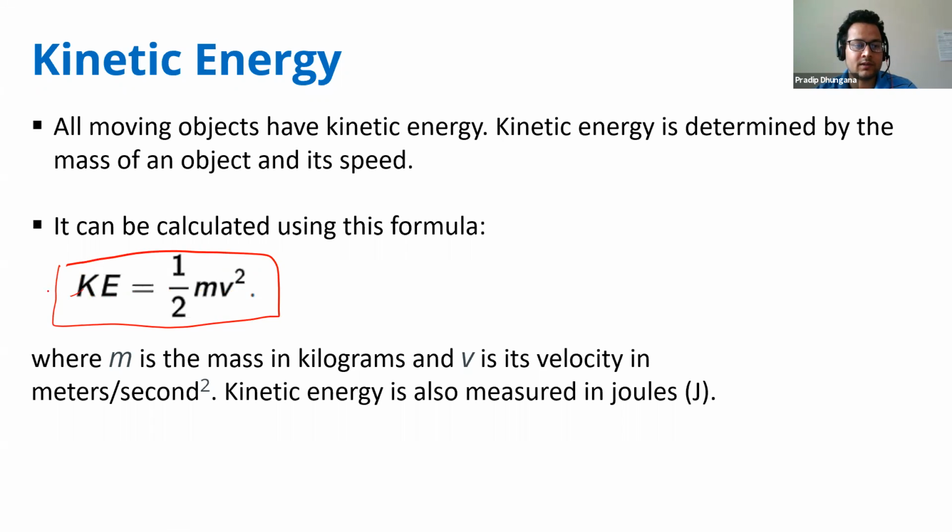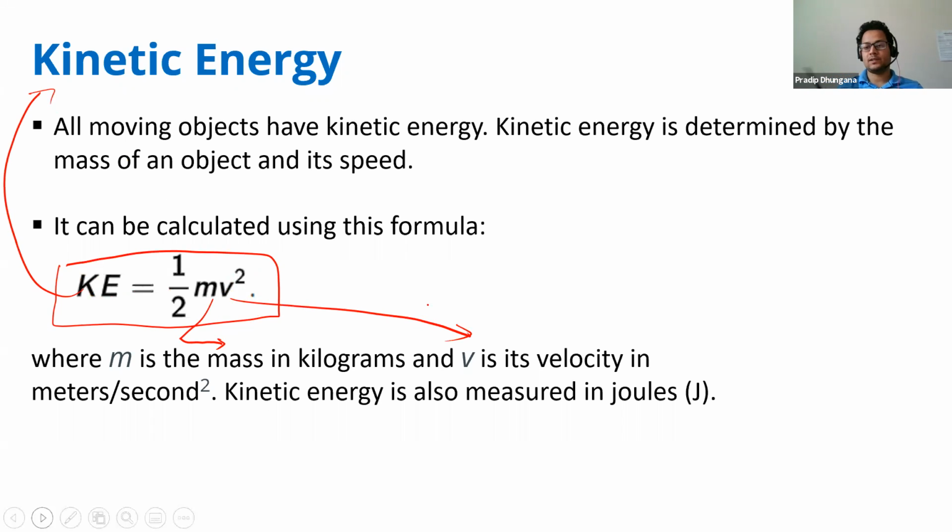Here KE means kinetic energy, m is the mass, and v is velocity. Mass is in kilograms and v is velocity in meters per second. Kinetic energy is also measured in joules. So all energy and work is measured in joules. Let me pause here for some time. If you have any question, please let me know.